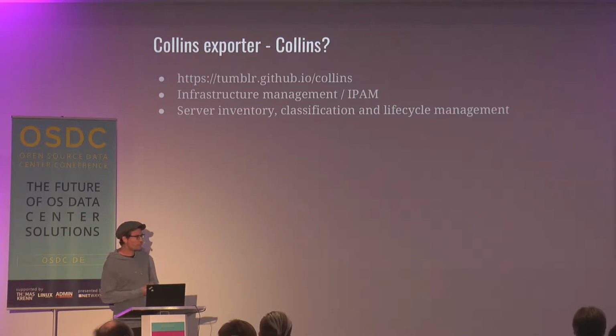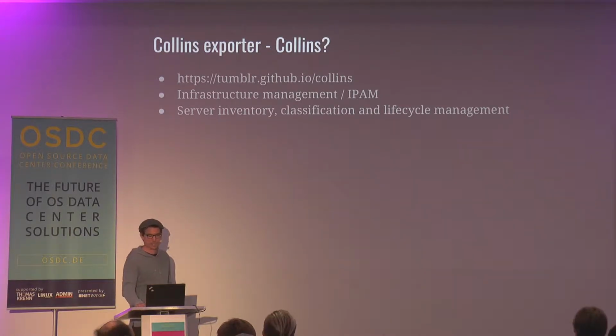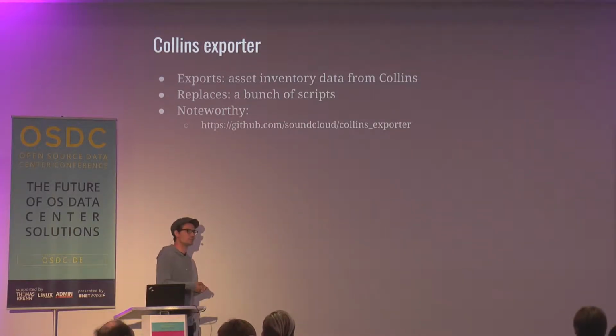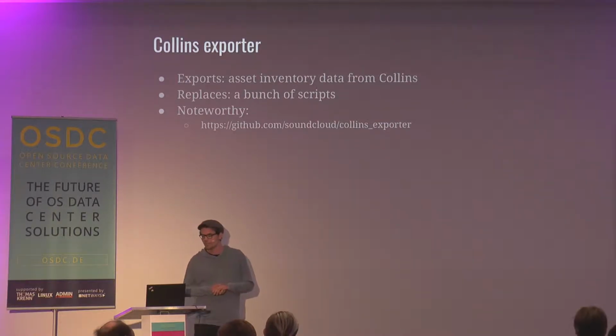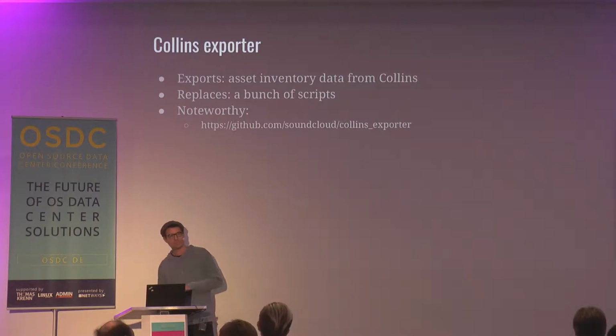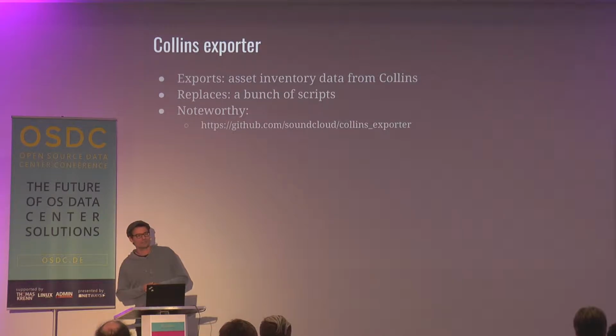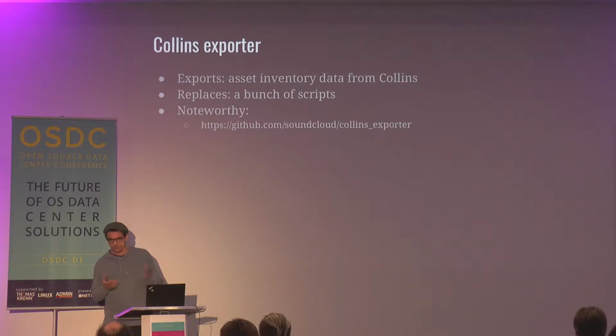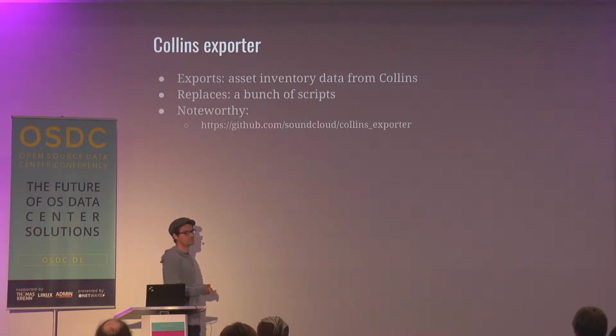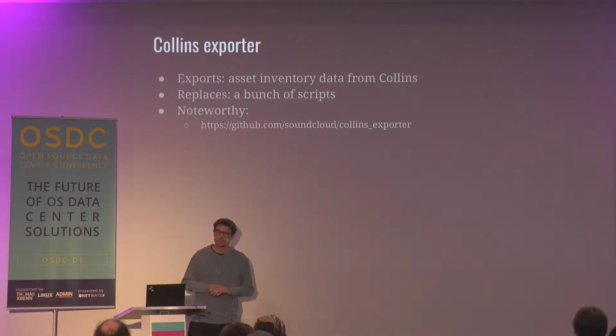Now, whenever we wanted to know something about the data we had in Collins, we usually had a bunch of scripts to retrieve it for us, and we would run those occasionally and look at the data and figure out maybe we need to buy some new servers, but that wasn't actually working out too well. So we figured we should get this data into Prometheus, and there wasn't a Collins exporter, so we wrote one, and we actually just open sourced it, so you can find it on our GitHub org.